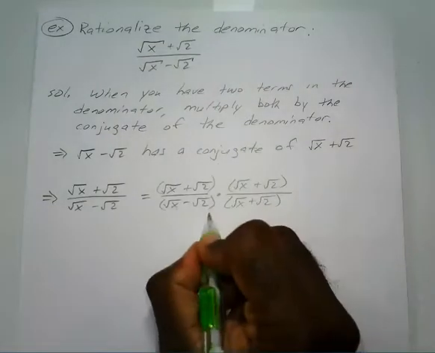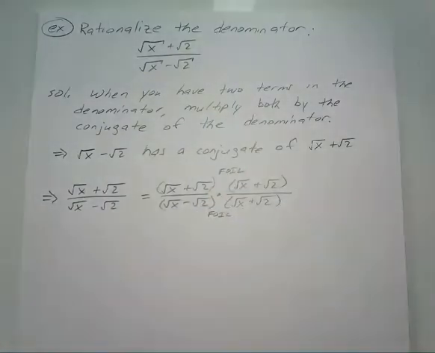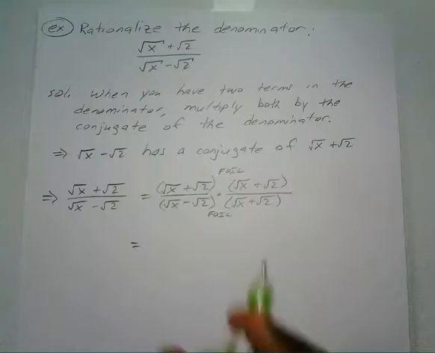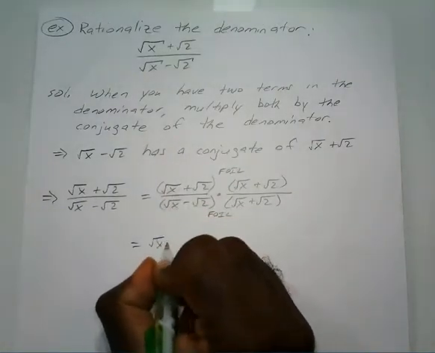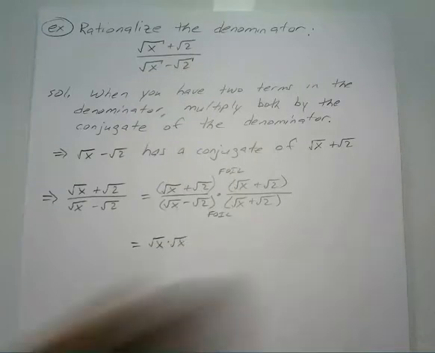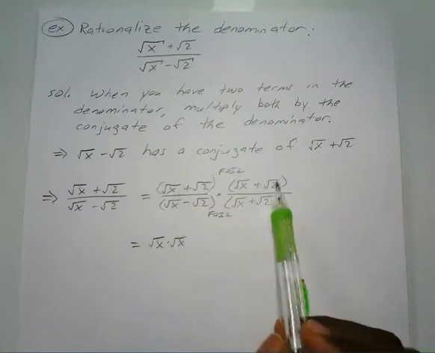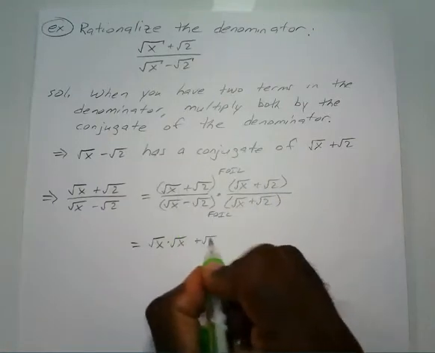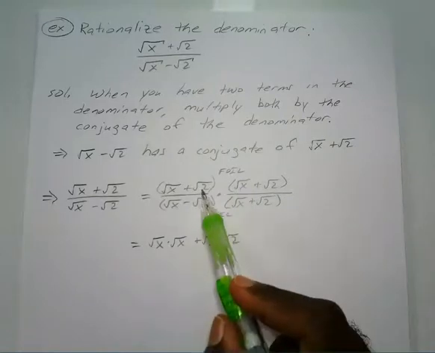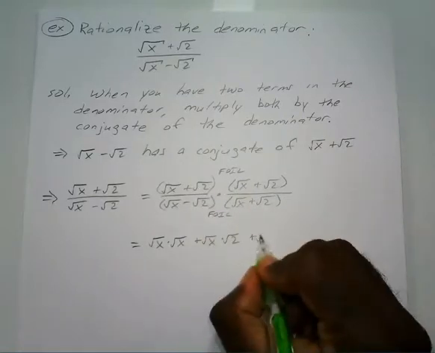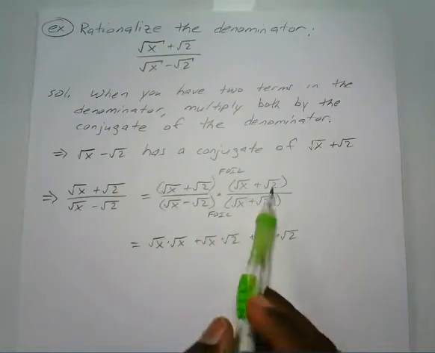Okay, so when we do that, now we're going to FOIL these two. Square root of x times square root of x, that's your first. You have your outer, which is square root of x times square root of 2. Then you have your inner, square root of x times square root of 2. Then you have your last, square root of 2 times square root of 2.